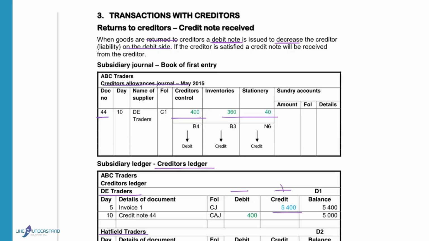We will debit the account of DE traders. We will show the number of the source document and what source document was used for this entry. In this case, there was no returns to Hatfield traders, so it's only the one entry that must be recorded.